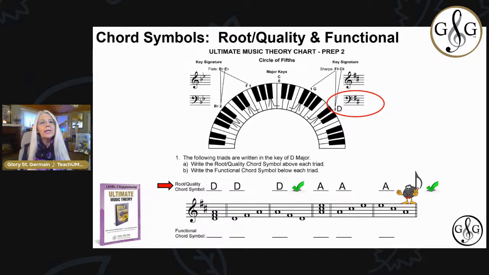But now we want to look at the functional chord symbol. Remember, we're in the key of D major. So here, the functional chord symbol is chord number 1, and that's always using Roman numerals. We think of it as a capital I, but it's number 1 in Roman numerals. So that's the functional chord symbol in the key of D major, number 1. The functional chord symbol for the A major chord is 5. If we count D, E, F, G, A, that would be number 5, right?